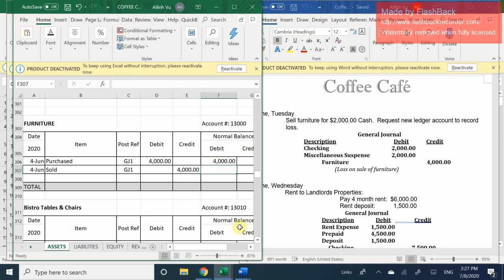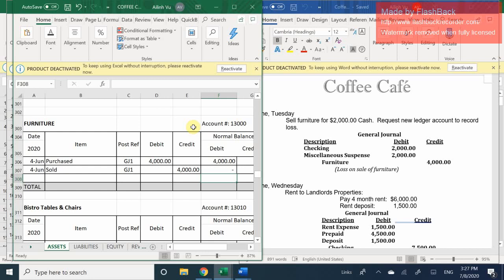And same thing here. We started off with a $4,000 debit. We're going to add the debit, which was 0, and we're going to subtract the credit, which is 4,000, to get 0, or a dash because I used the accounting commas. So therefore, my account in furniture is 0. There's nothing in there.